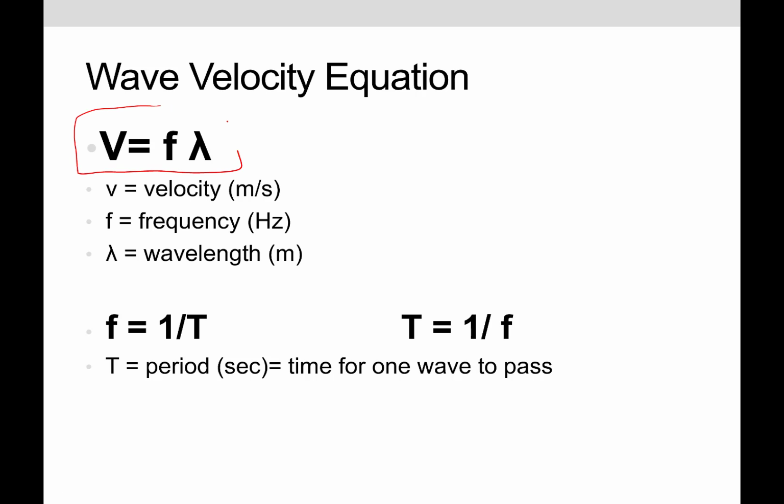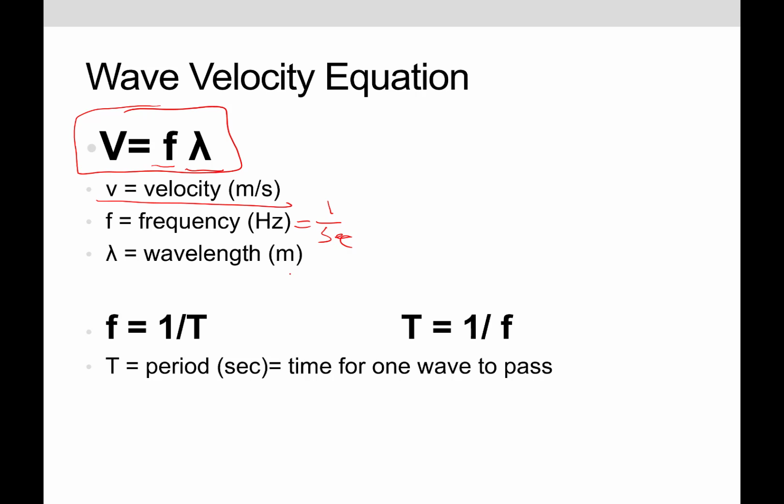The most powerful and most commonly used wave equation is velocity is frequency times wavelength. And we're going to use this in lab. It is a real handy equation. Velocity in meters per second, frequency in hertz, which is per second, and wavelength in meters.